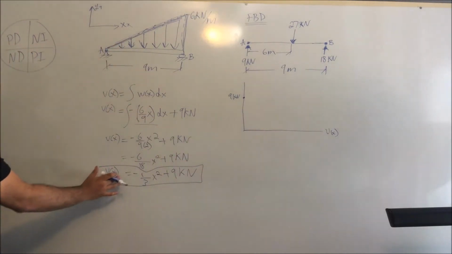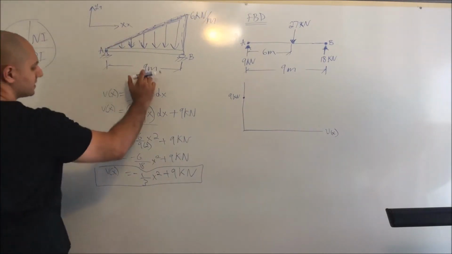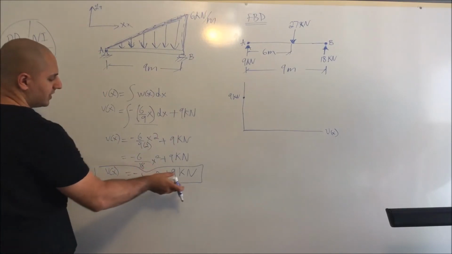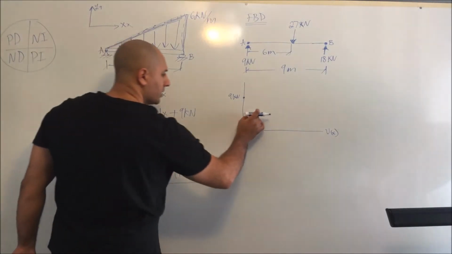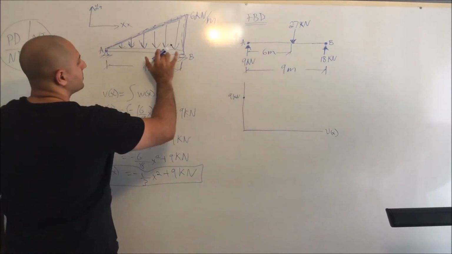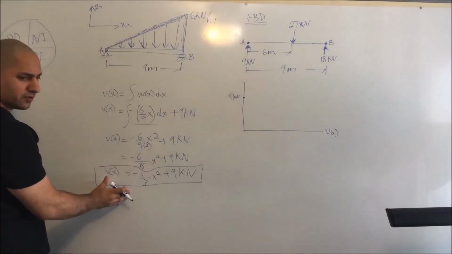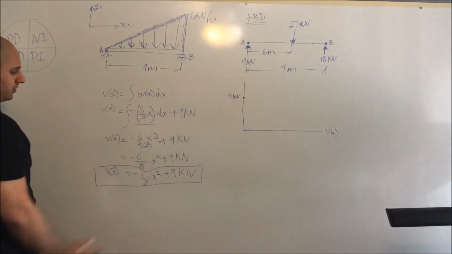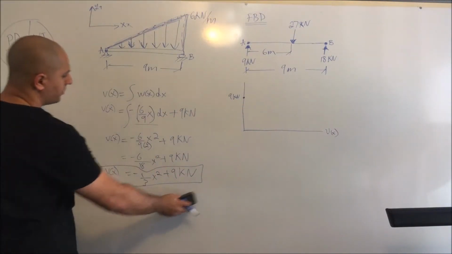At any given point, meaning at anything in x, so I can plug in 3, 4, 5, and this should give me the exact value of the shear anywhere on this beam. Once you solve for this, you're golden. Now it's just basically plugging in the numbers. So please memorize this formula.